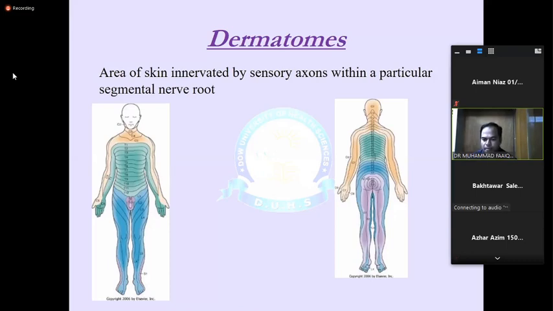skin, while L1, L2, L3, L4, L5, S1, and then the coccygeal nerve supply the lower limb and perineum.